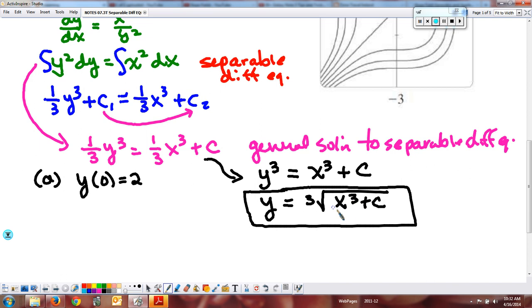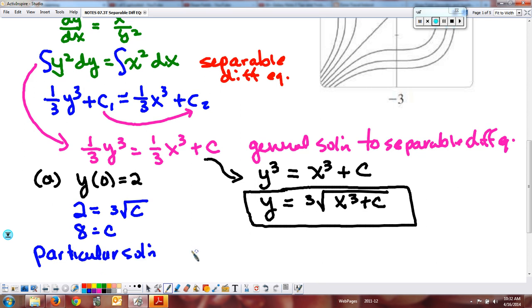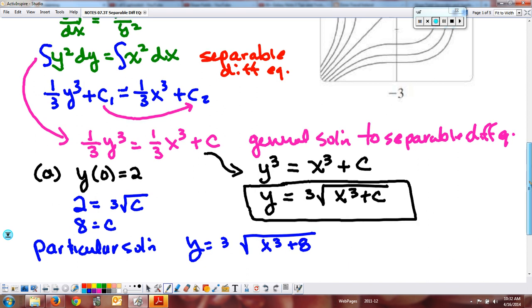So if I plug in 0, I get the cube root of c is equal to 2, so c would be 8. So my particular solution in this case would be y equals cube root of x cubed plus 8. And then that would be my version for the first one.